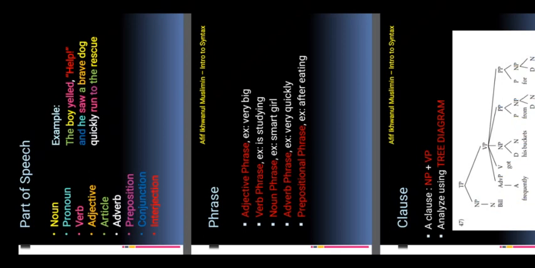A noun phrase means that the focus is on the noun, like smart girl. We are explaining about the girl, not about the smart. Adverb phrase, like in very quickly. And for the prepositional phrase, we have to understand there are some prepositions, and we use the prepositions in a phrase like after eating. So it means that we are talking about the time, that is about after, it's not about eating.